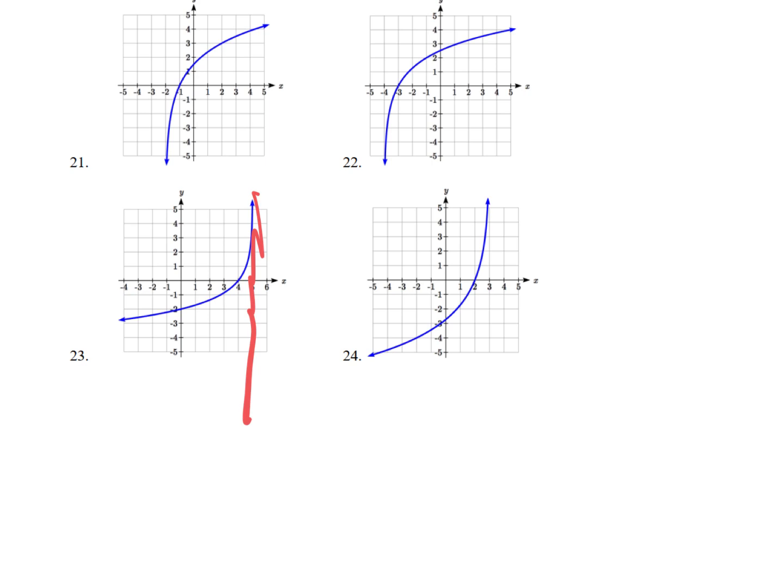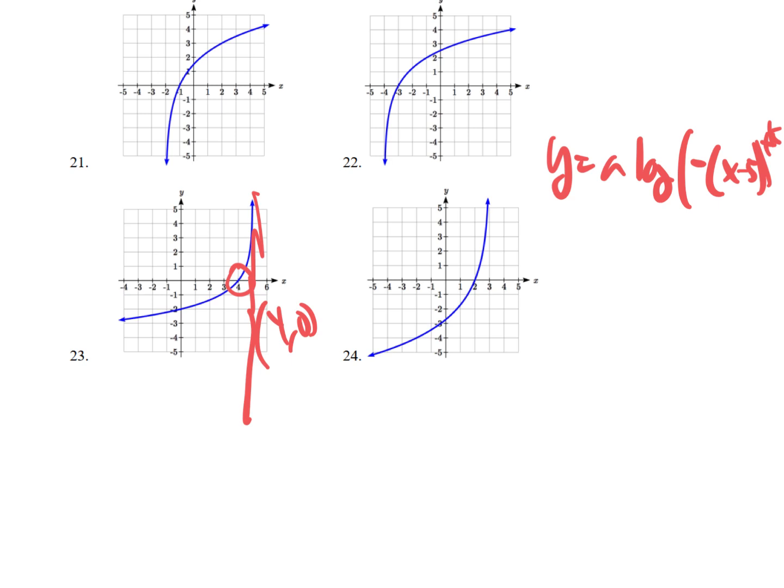So what I'm going to do is start off saying y equals a times the log of negative x minus 5. You could write plus 5 plus some number k. Chances are k is going to be 0, but we'll verify that. Then it goes through the point 4, 0. So 0 equals a times the log of negative 4 minus 5 plus k. Do you see how that's going to log of 1? Log of 1 is 0. K is 0. So then we'll pick another nice lattice point.